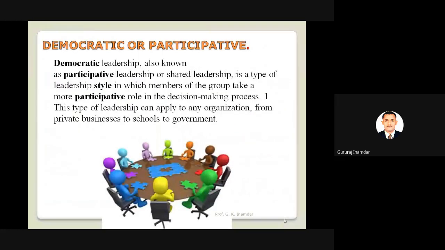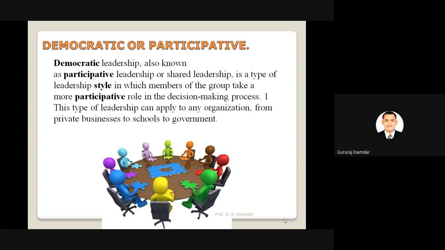Now democratic or participative. Democratic leadership is also known as participative leadership. Why? Because, as opposed to the autocratic, the democratic leader will take input, brainstorming, meetings, suggestions and advice from the group of people and the staff members also. Democratic is nothing but shared leadership.